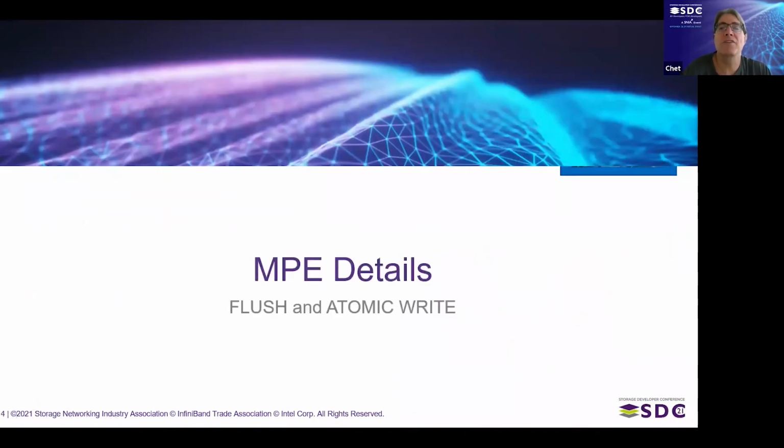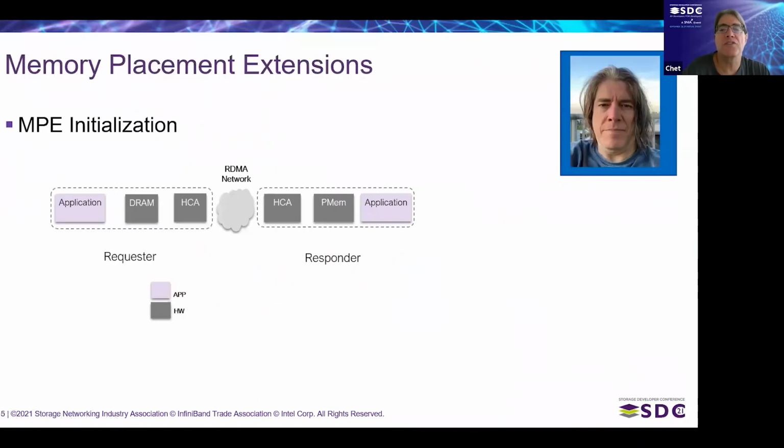All right, so now I'm going to jump into a few more details on how flush works. These are a few build-out animations here. This is my memory placement extension initialization flow. I've got a requester node on the left and a responder node on the right with an RDMA network in between. I have an application on both requester and responder, and I have, in this case, DRAM and an RNIC, and then another RNIC on the responder side and persistent memory.